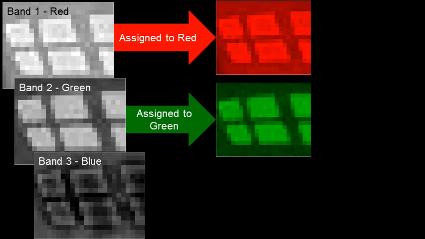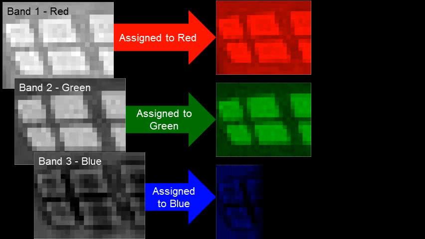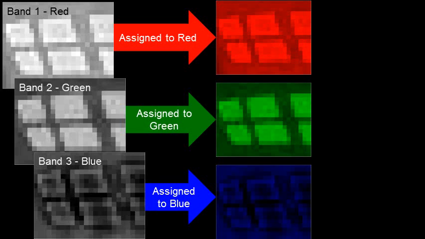And it does it by assigning colors to the reflectance within each one of the bands. So red is given to red, and green to green, and blue to blue. And once that color is assigned to the reflectance value, those 3 colors are then blended together to form the image that we actually see.